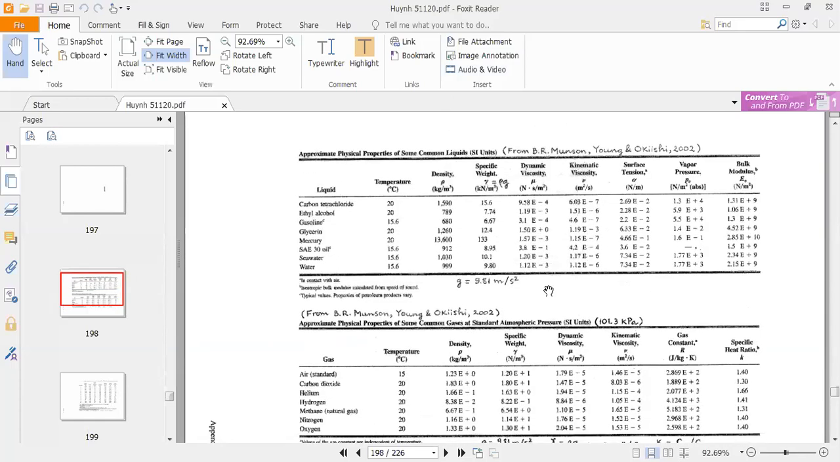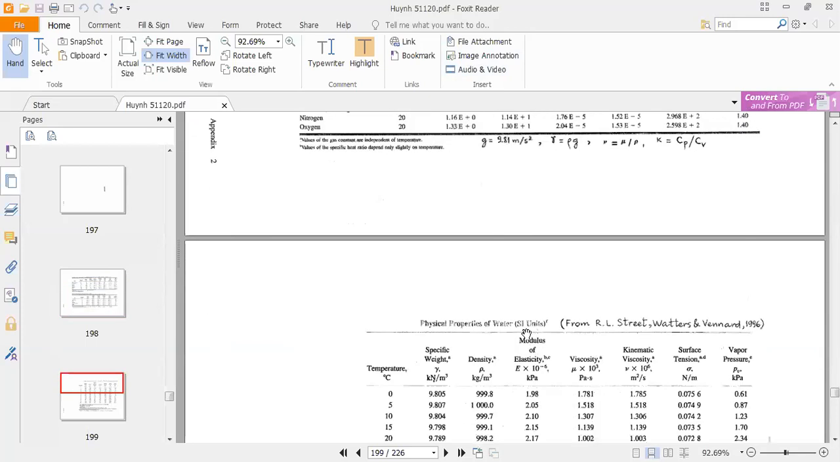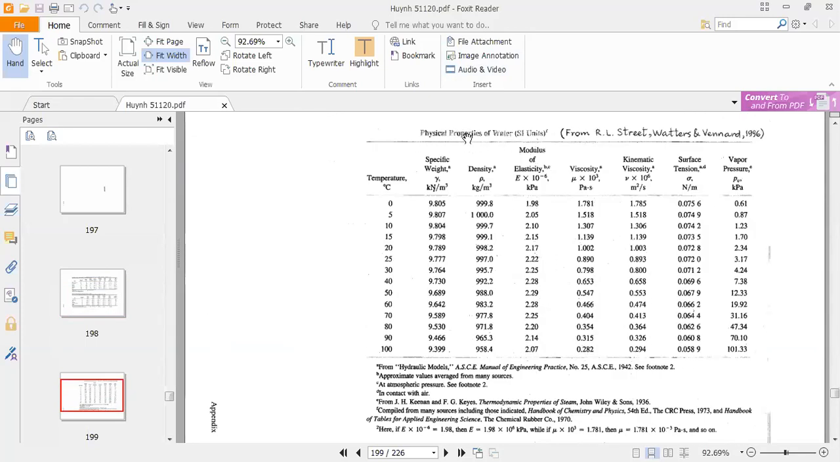This one is the course note. You can download it on UTS Online. For example, for physical properties of water, you see the density. Density at 0 Celsius is 999.8, at 5 it is 1000, then 999.7, 999.1, almost constant. So for water in fluid mechanics, you can use a density of 1000. Don't worry about 999.1 or 999.7. Water is an incompressible substance, so density is almost constant. So the density of water is 1000.